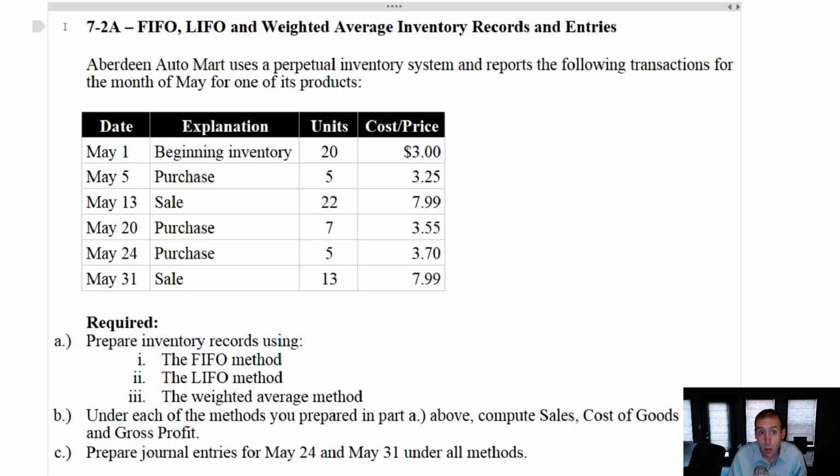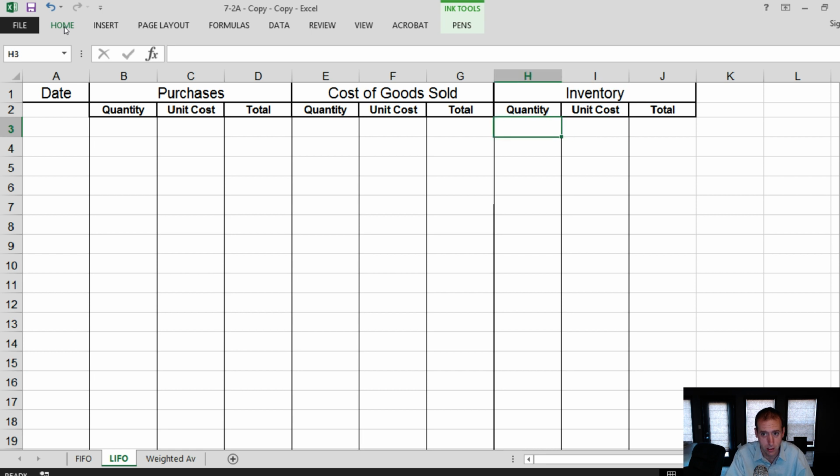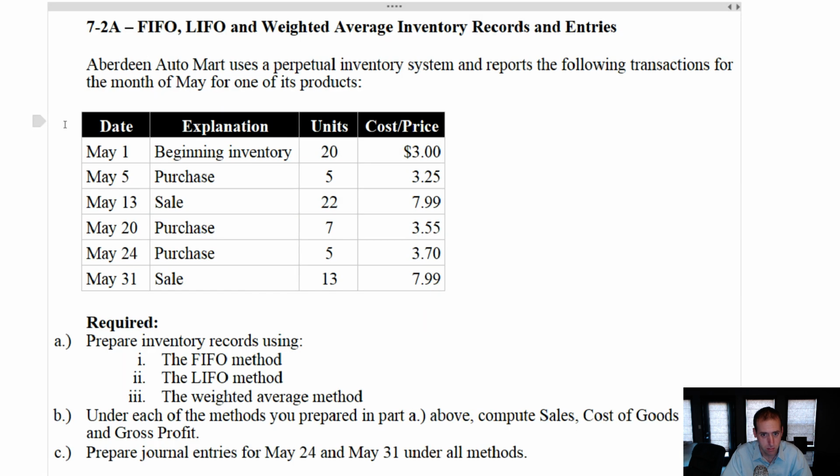All right, in this problem, we're just working through 7-2A. We've done FIFO, now we're going to do LIFO. So again, we start with a beginning inventory, 20 units at $3 per unit. This is an inventory balance, 20 times 3 is, of course, 60. The date of this, I think, was May 1st, yeah. So then on May 5th, we purchased 5 at $3.25.